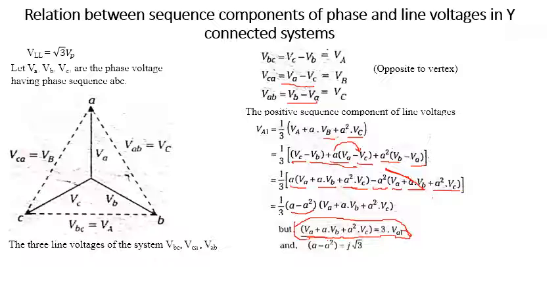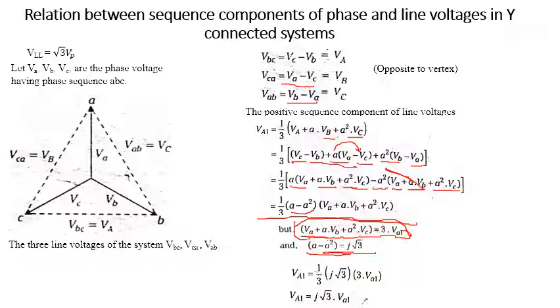Similarly for the negative, and there is no value for the 0. So we know that a into a square, so a minus a square, that is equal to j root 3. So substitute these values in this equation.